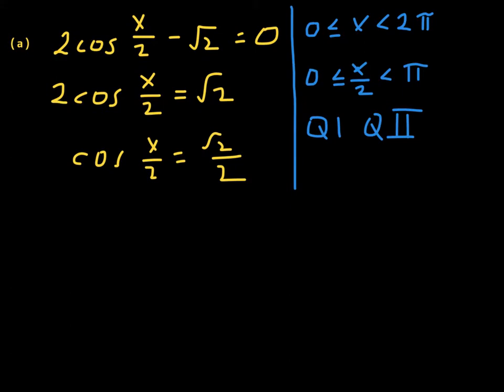Because of our knowledge of our unit circle and how well we know it, in quadrant 1, we know that cosine of x over 2 will be root 2 over 2 if you're taking cosine of pi over 4, right? What I just said is, if x over 2 is pi over 4, I know this will work. Cosine of pi over 4 will be root 2 over 2. Now, in quadrant number 2, we don't have an answer. And the reason why is because in quadrant number 2, cosine values are negative. So this is the only answer I'm going to get.